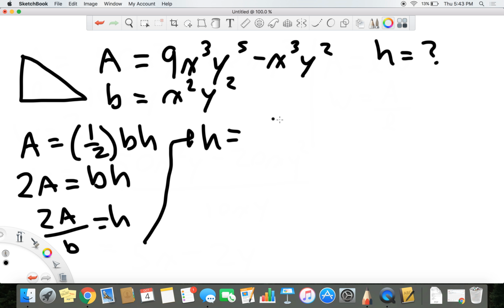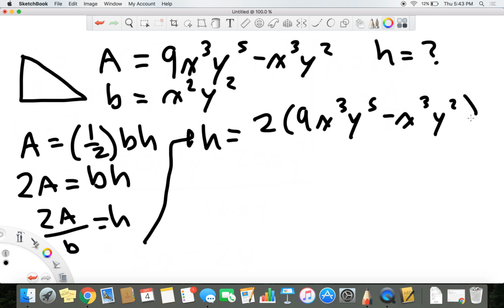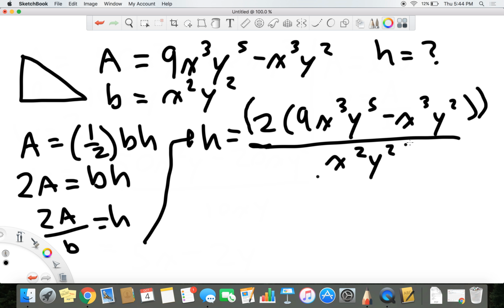Height is equal to 2 times the area, which is 9x cubed y to the power 5 minus x cubed y squared, divided by x squared y squared. Now, when we're trying to do BEDMAS for fraction type questions, it's important to know that although they don't show it, there's technically brackets around the numerator and brackets around the denominator. So it shows us that we should multiply this 2 with this polynomial first.